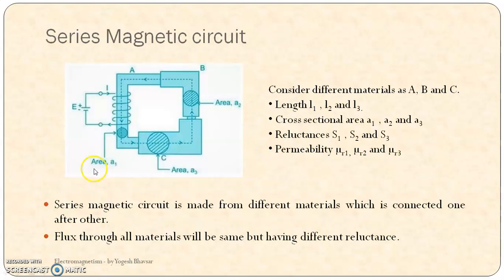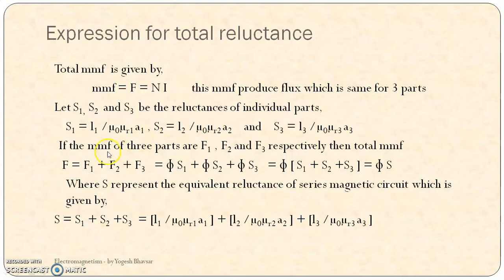So simply in series magnetic circuit or series electrical circuit, the resultant voltage or EMF is equal to addition of all the voltages. So in magnetic circuit, resultant mmf is equal to addition of all the mmfs. So that's why F is equal to F1 plus F2 plus F3. And we know mmf is equal to phi into S. So here we can put phi S1 plus phi S2 and phi S3.